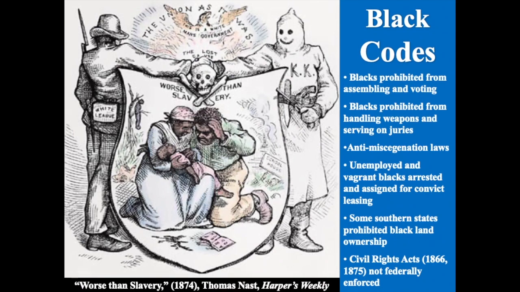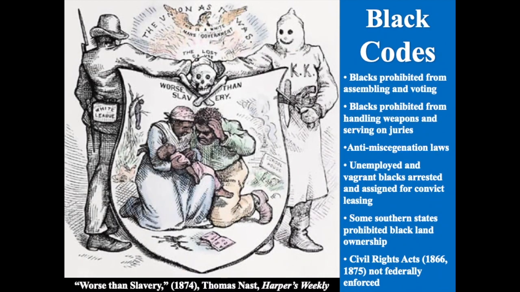Many states pass anti-miscegenation laws in which a black man was not allowed to have sexual relations or to marry a white woman. And unemployed and vagrant blacks could be arrested and assigned for convict leasing. And some southern states actually also pass laws prohibiting or preventing black land ownership. So despite the fact that blacks had been emancipated from slavery with the 13th Amendment, in many ways they are living in a very oppressive system and denied many of the liberties that other white Americans enjoyed.